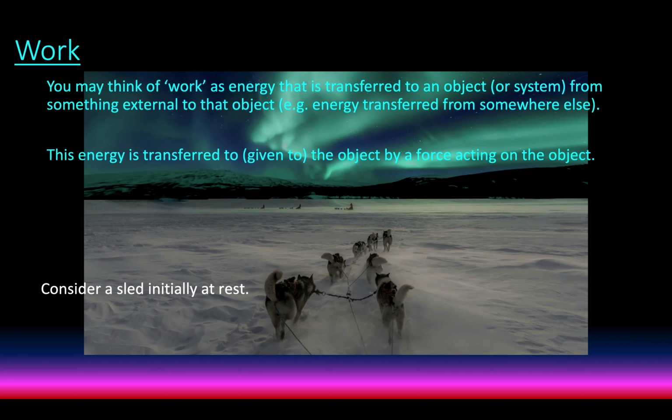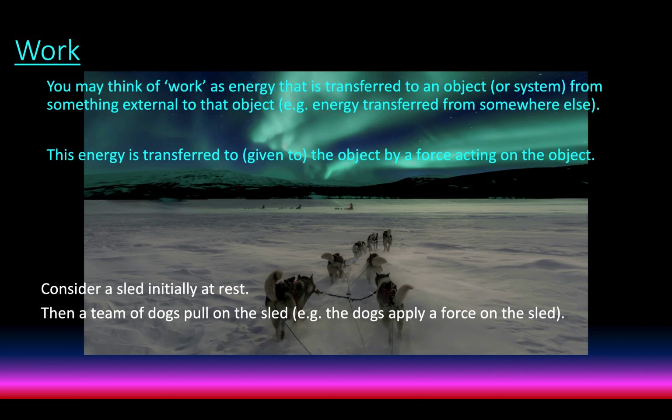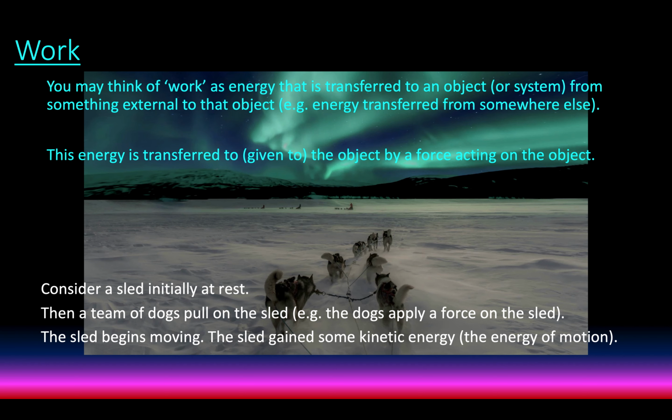If you consider a sled that is initially at rest, and then a team of dogs pulls on the sled, well, the team of dogs are applying a force on the sled. As a result of the dogs applying a force, the sled begins to accelerate. It goes from rest to moving. The sled will have some amount of kinetic energy, the energy of motion.